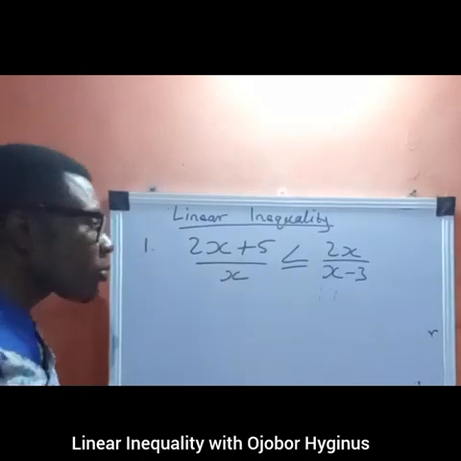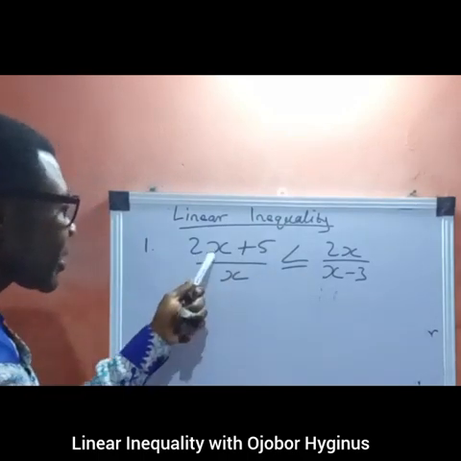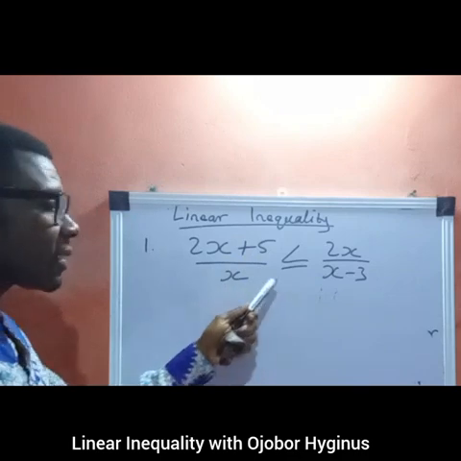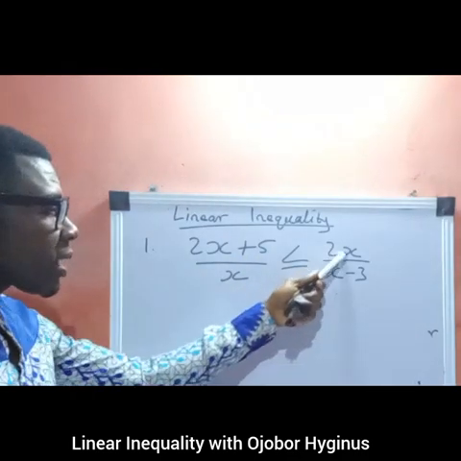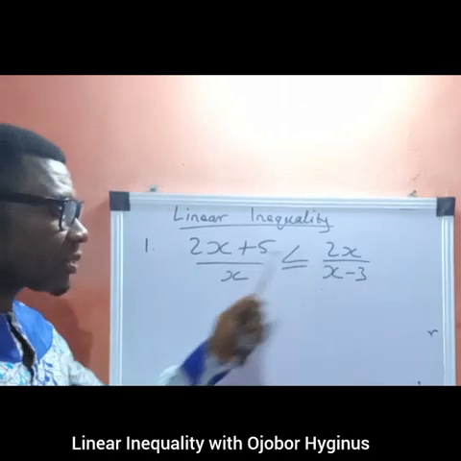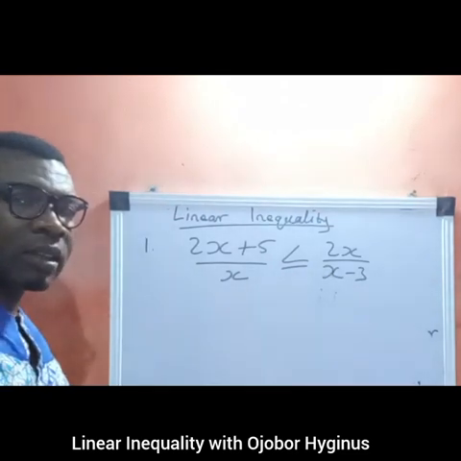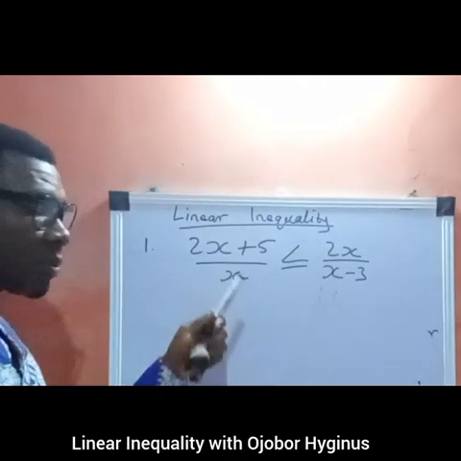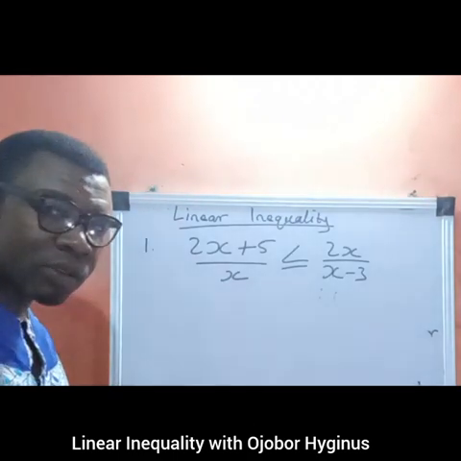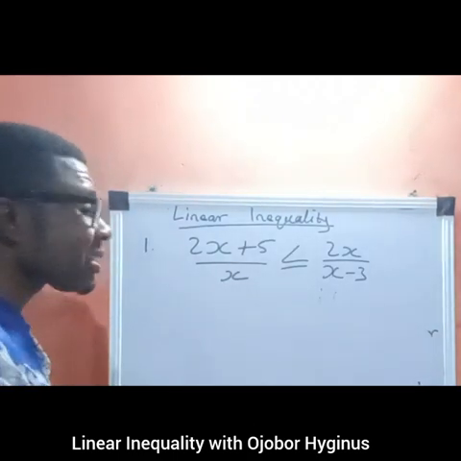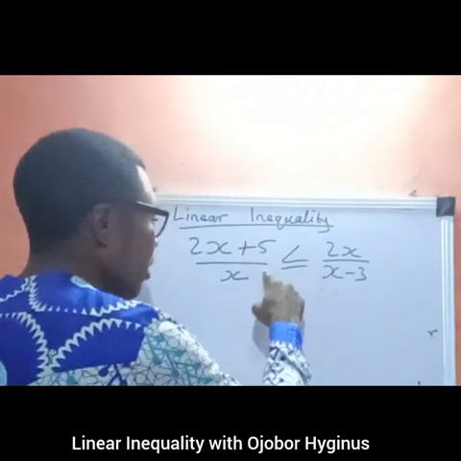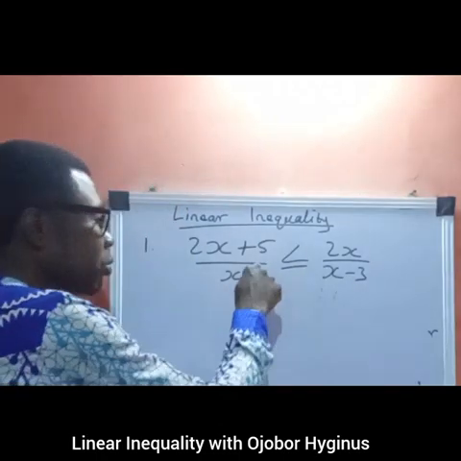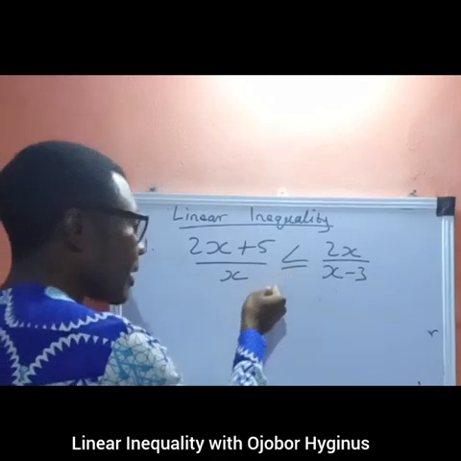Okay, looking at this other question, this is (2x + 5)/x is less than or equal to 2x/(x - 3). If this is an equation, what we will do is cross multiply in order to clear the fraction so that it will no longer be a fraction. We'll do the same thing. We cross multiply. So we'll multiply this and this and multiply this and this.